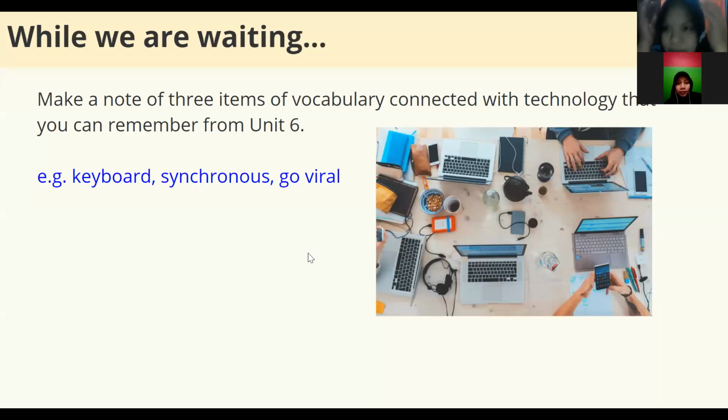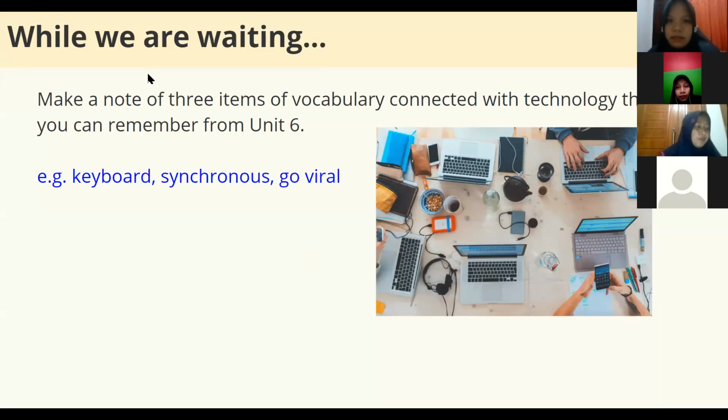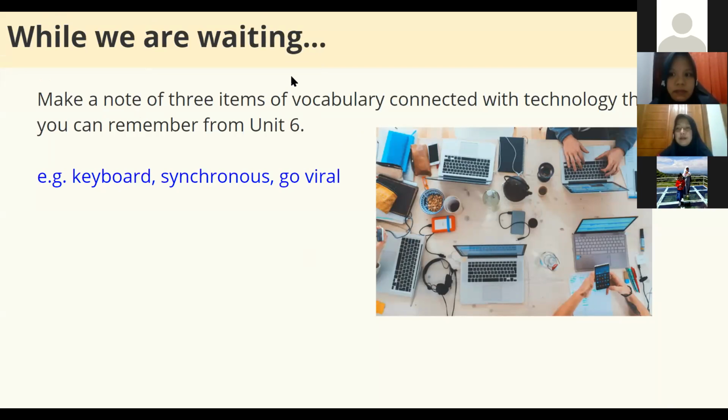So as we're waiting for people to arrive, as usual, we have a task for you to be doing. Think about Unit 6. Hopefully you've had a chance to complete most of it now. Think about any vocabulary that you can remember connected with this week's topic of technology. For example, I've got keyboard, synchronous, and go viral. So have a think by yourself and write your answers into the chat box. But don't share yet. Just type your answers so you're prepared, but don't share them yet. We'll all share together in a few minutes.